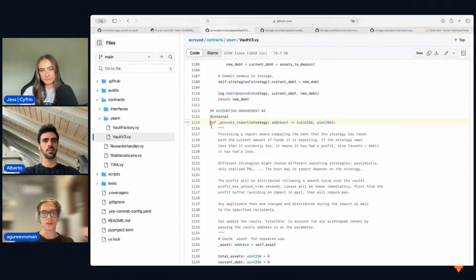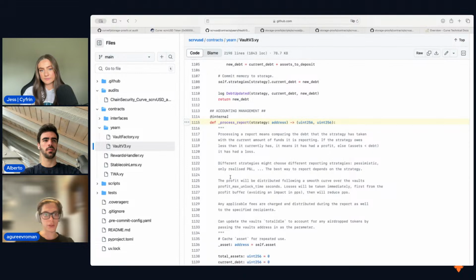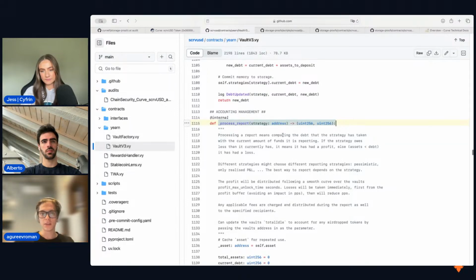Also, it's implemented as a Yearn Vault version 3. It is audited by ChainSecurity. You can see the report here. And the main function would be process report. This is the main contract that you would look to, because our contracts in the scope are working against this vault exactly.